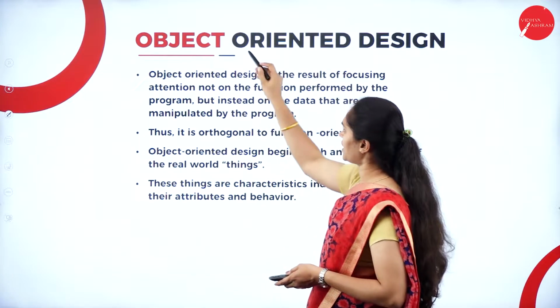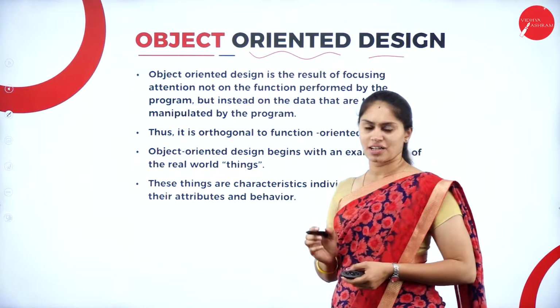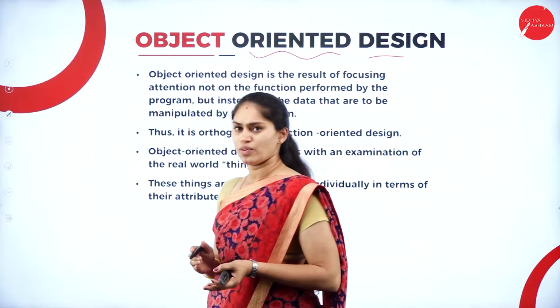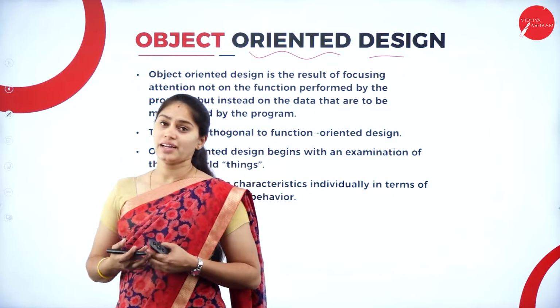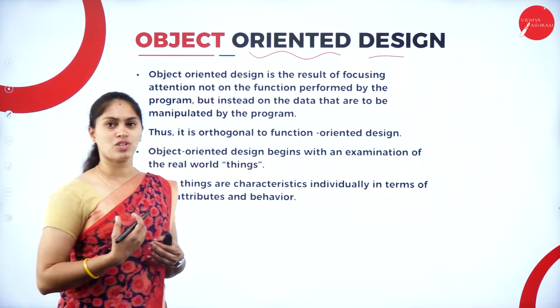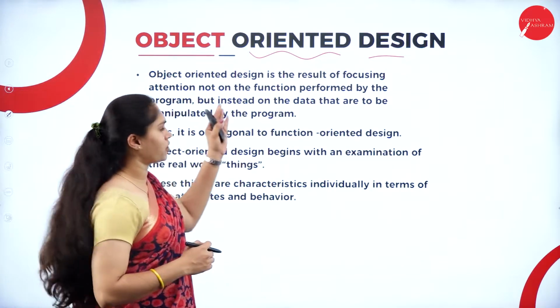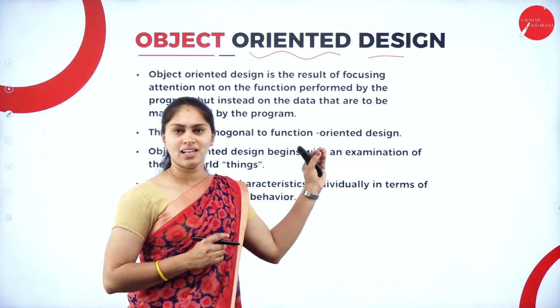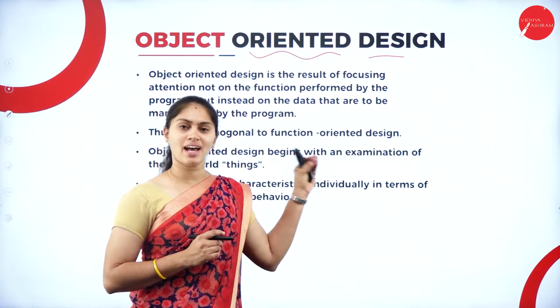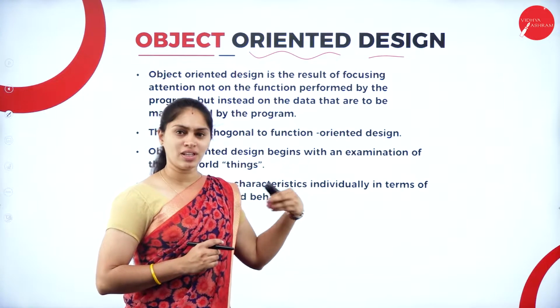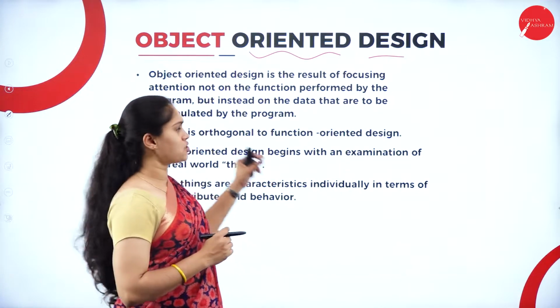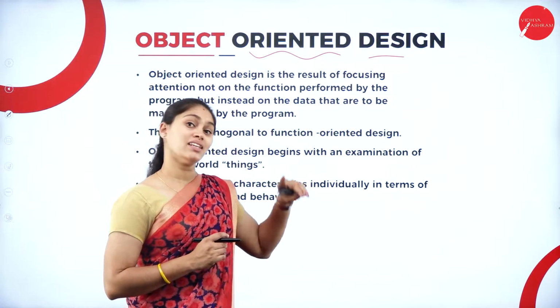And next, what do we have? Object-oriented design. In the previous one, function-oriented, we get to know how to do the function or how refinement takes place. Then what about object-oriented design? Here all real-world elements are considered as objects. So we are doing the design for that object. The main focus will be on the object rather than the function.